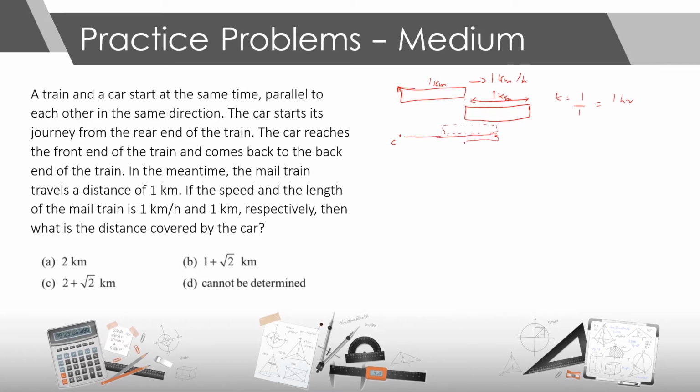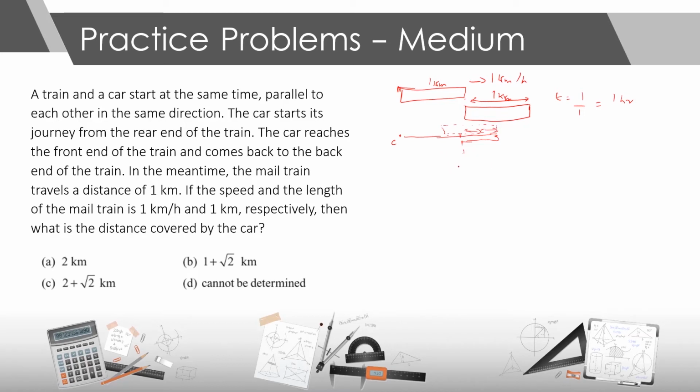At the end of the first hour, when the train is in this situation, the car is now at the rear end of the train. So the car is here. The distance that the car has traveled, you can see from this situation, till this point it was 1 kilometer, and then the car has traveled some extra distance and came back that extra distance. So let us call that distance x.